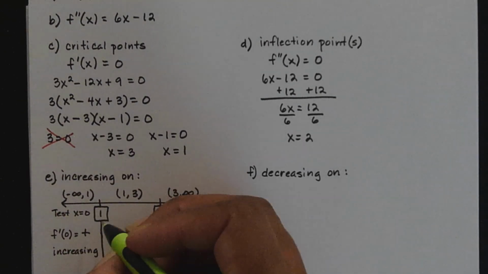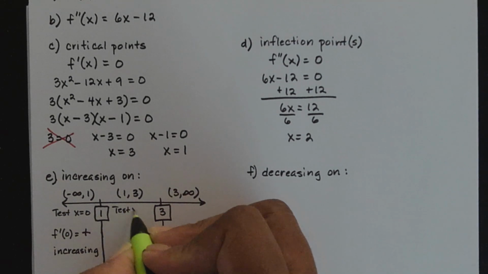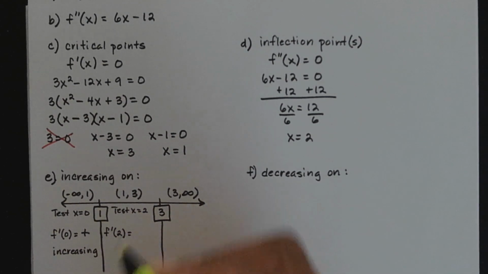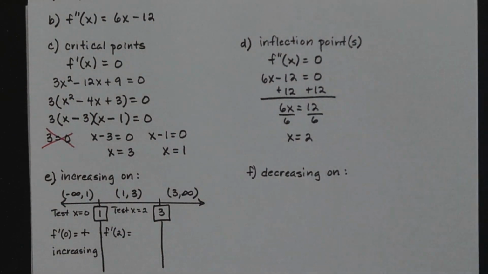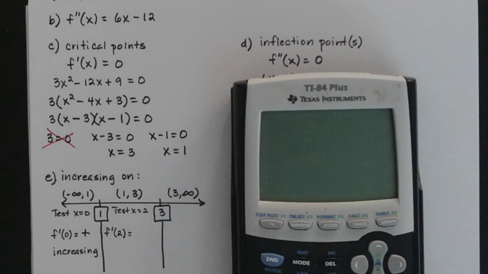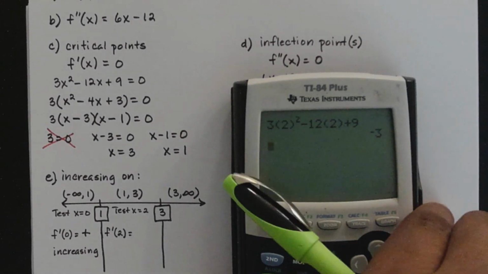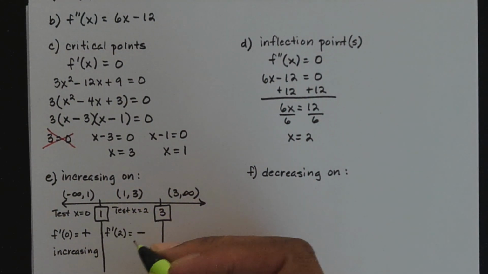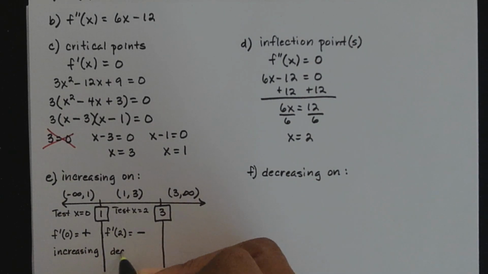Now from 1 to 3, the test value will have to be x equal to 2. And then we'll find out what f prime of 2 is by substituting every x in the f prime of x function. So there'll be 3 times 2 squared, minus 12 times 2 plus 9. That gave me a negative 3, so f prime of 2 is negative. So between 1 and 3, the graph of the function will be decreasing.